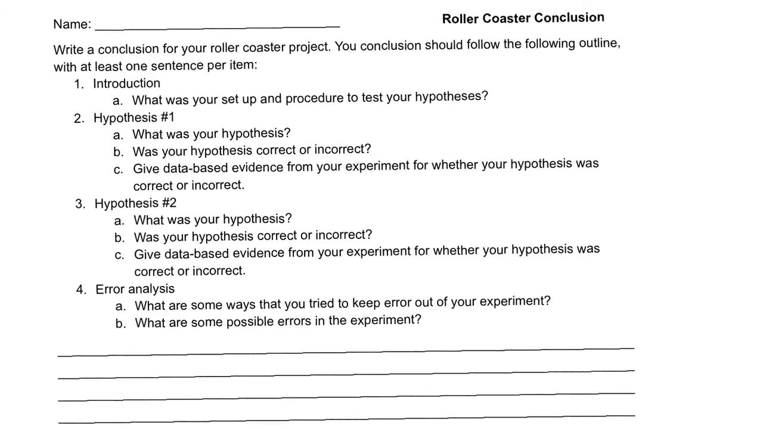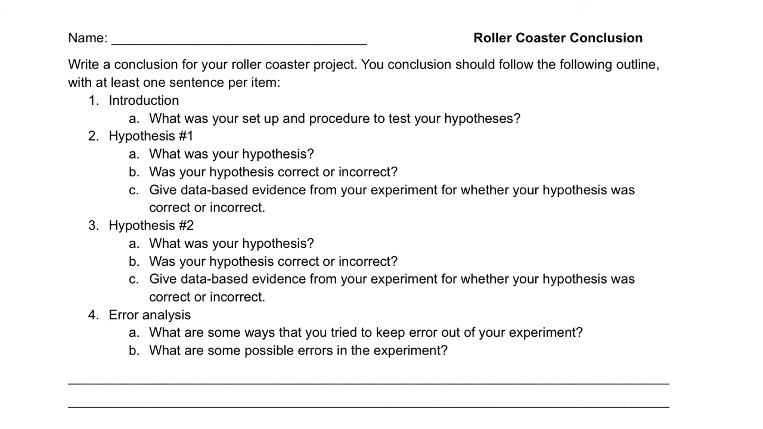And then the last thing you need to do is write a conclusion. So your conclusion is already laid out for you. Pretty much it's going to have 4 different parts. One is an introduction, which is what was your setup. That's something about the fact that you built a roller coaster and then you used a marble and this is how you measured your velocity. Just writing about your setup.